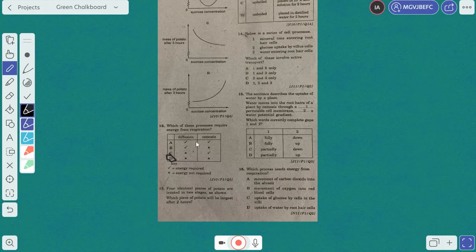I didn't read the key because this is very basic, a tick and a cross, but just read the key just in case, okay? So that you don't end up making mistakes. So they both are passive processes. Okay, moving on to 13.